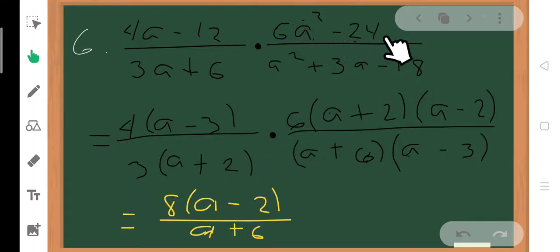Now, for this one, we have the common monomial factor, which is 6. The other factor would be a squared minus 4, because 6a squared divided by 6 is a squared, and negative 24 divided by 6 is negative 4. So what remains here is a squared minus 4 times the common monomial factor, which is 6.